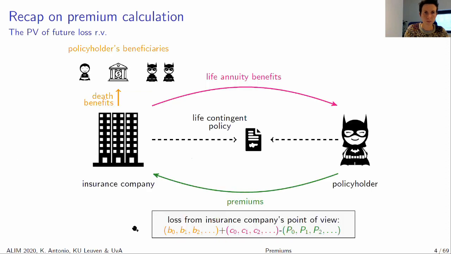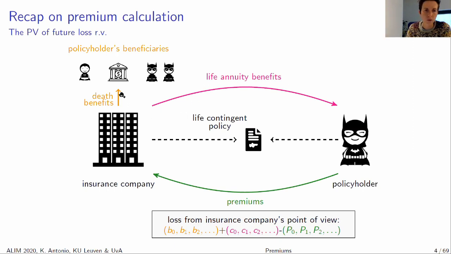So here is my favorite picture. I try to wrap up the basic life insurance mathematics course in one display using superheroes. What we see here is our insurance company, and a certain policyholder, in this case a superhero, who engages in a certain life contingent policy. We have the different streams of cash, which I already discussed. We have the premiums going from the policyholder to the insurance company. We've got life annuity benefits from the insurance company to my policyholder. For instance, think about a retirement product or something.